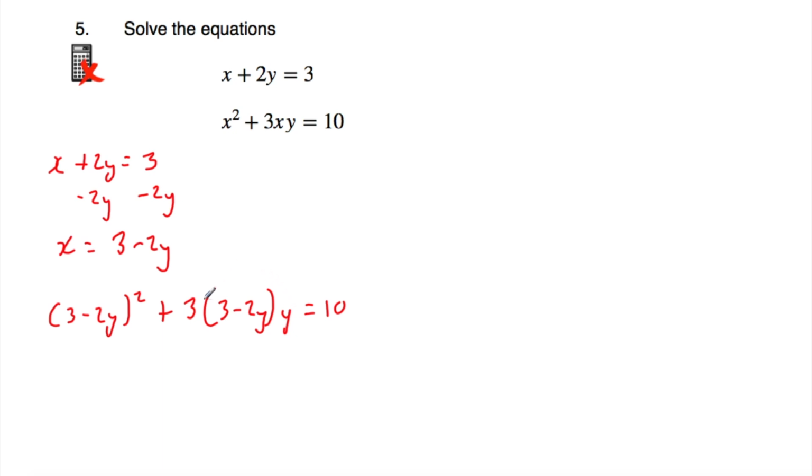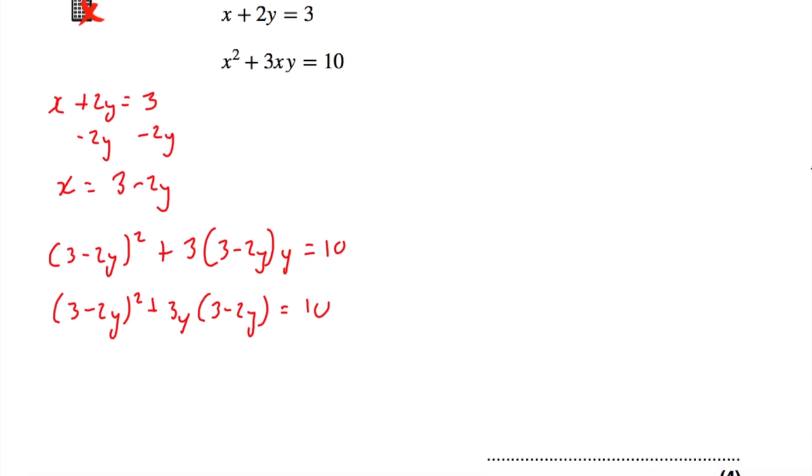Now I'm just going to move this y beside the 3 here, so we've now got 3 minus 2y, close bracket squared, plus 3y, bracket 3 minus 2y, close brackets, and that equals 10. Okay, so we've now got our equation, we now need to solve it. Before we can solve it, let's expand our brackets. Remember whenever we've got a bracket squared, it means multiply the bracket by itself. So it's going to be 3 minus 2y, close brackets, 3 minus 2y, close brackets, and then plus our 3y bracket, 3 minus 2y, close brackets, equals 10.